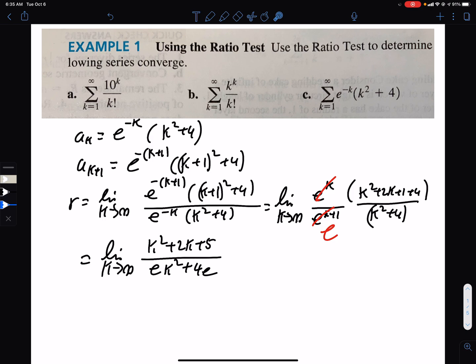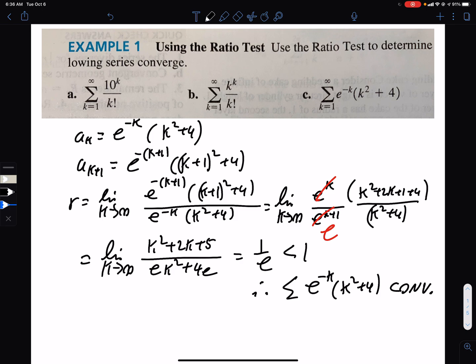So this limit, if you remember from last year, you should divide top and bottom by k squared and take the limit. If you do that, your limit will be 1 over e. So 1 over e is less than 1. Therefore, this series converges.